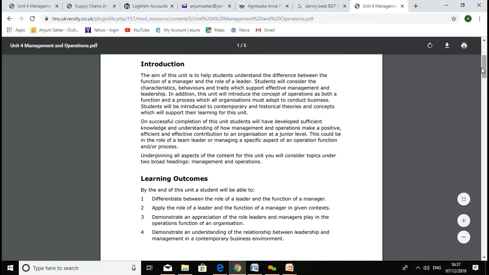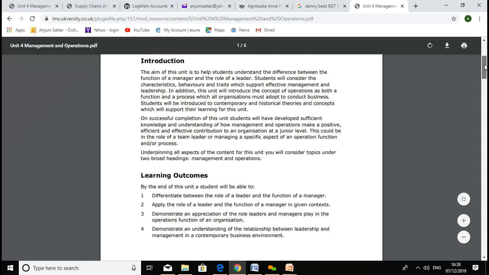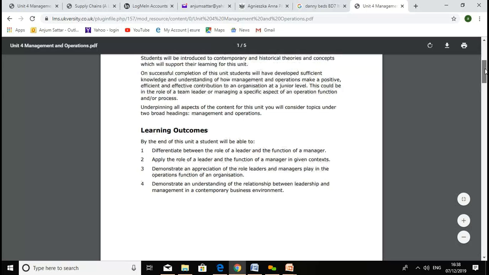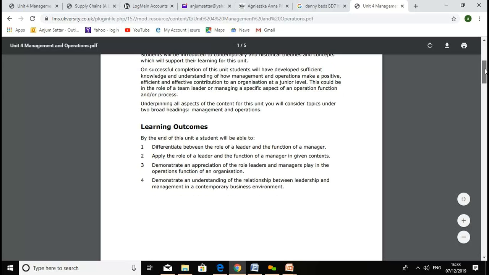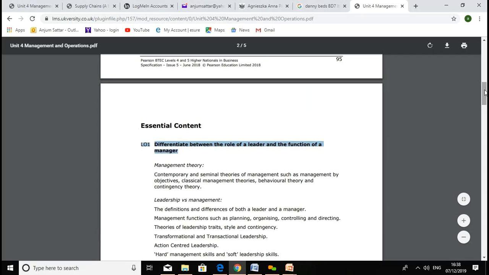The aim of this unit is to learn about management and leadership and different styles of leadership and different operations. So what is the difference between the role of a leader and the function of a manager? What is the key difference? We'll apply the role of leaders and managers in different contexts, and demonstrate appreciation of the role of leaders and managers, and we'll discuss and understand the relationship between leadership, management, and the contemporary business environment.